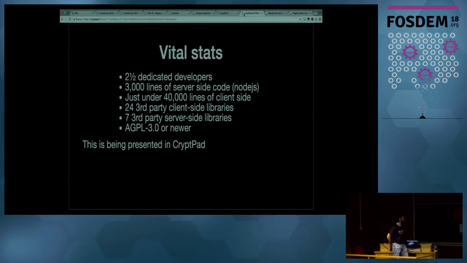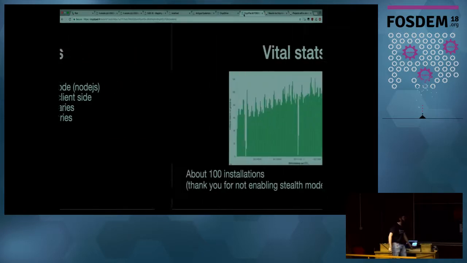So we are 2.5 developers. I'm only half. We're about 3,000 lines of server-side code in Node.js, and just under 40,000 lines of client-side code. We have 24 libraries, 7 libraries, and AGPL. You can read the slide. And this presentation is on CryptPad, as you can kind of see.